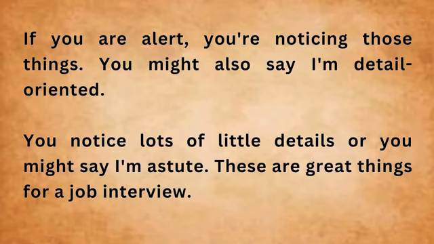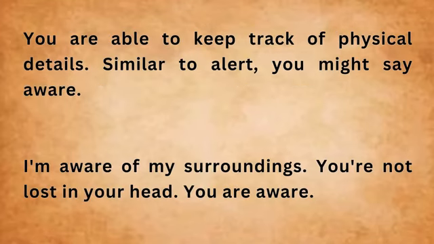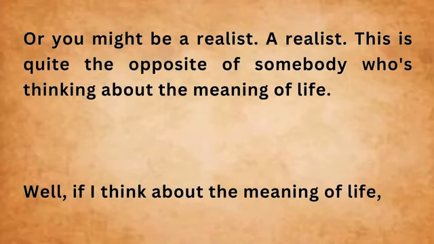These are great things for a job interview. I'm detail-oriented. I'm alert and astute. This means that you will not forget little things. Because you are organized. You are able to keep track of physical details. Similar to alert, you might say aware. I'm aware of my surroundings. You're not lost in your head. You are aware.